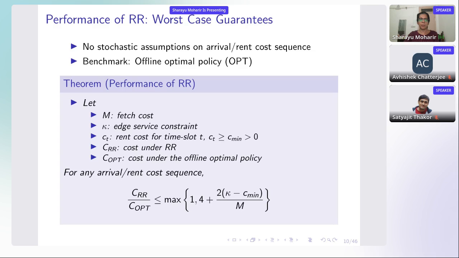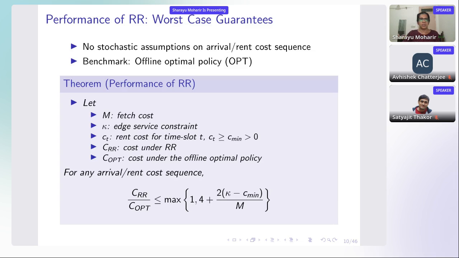I'll urge you to remember these two parameters, M and kappa, because they're going to be important moving forward. So M is the fetch cost. Kappa is the maximum number of requests that can be served at the edge in a time slot. And C_RR and C_OPT indicate the costs incurred by the RR policy and the offline optimal policy respectively.